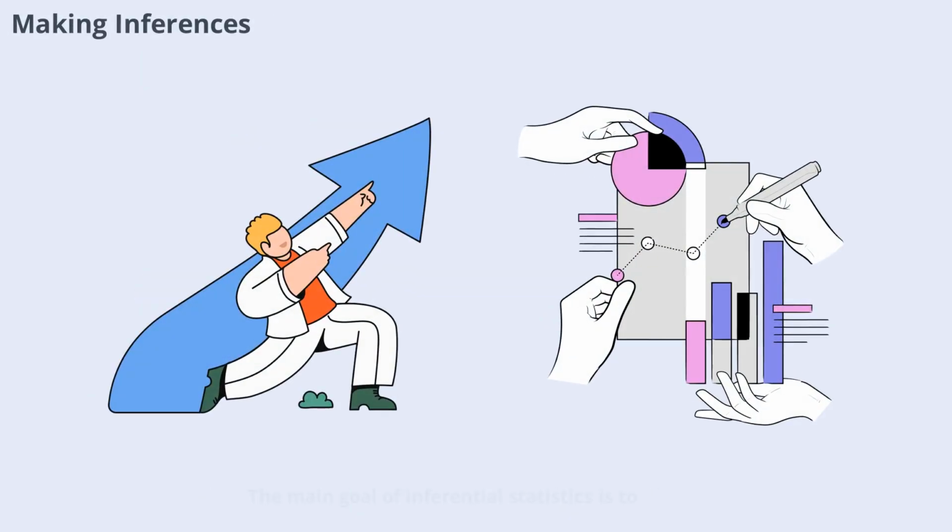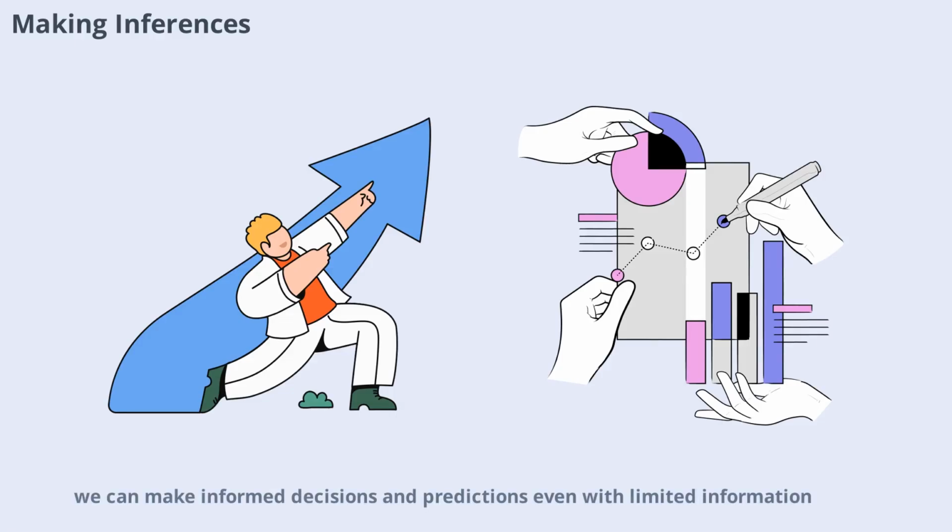The main goal of inferential statistics is to make inferences about a population based on sample data. This involves using probability theory to estimate how likely it is that our sample results reflect the true population. By understanding the relationship between samples and populations, we can make informed decisions and predictions, even with limited information.